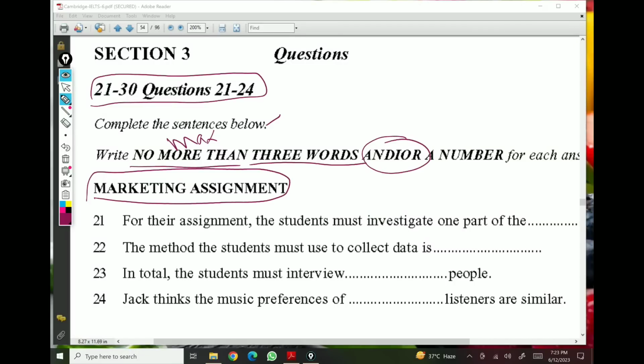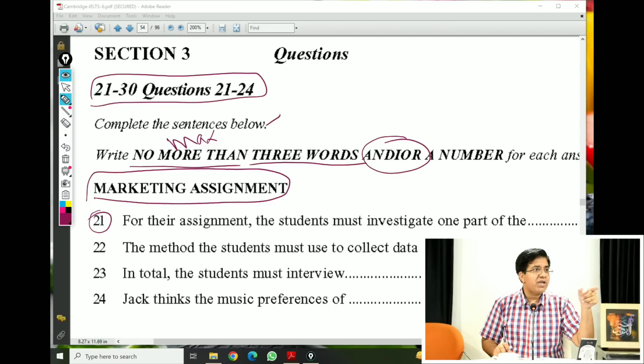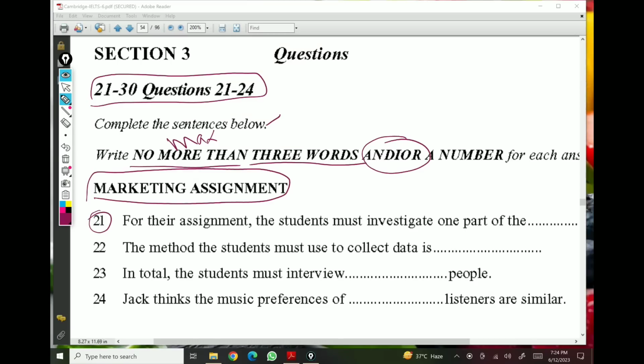Marketing assignment, question number 21. Now just think about a group of students and there is a marketing assignment. And one more thing, in part 3, there are usually minimum 3 speakers. In part 1, 2 speakers. Part 2, 1 or 2 speakers. There are sometimes commentaries, 1 speaker. And part 3, there will be 3 or even 4 speakers. And part 4, only 1 speaker. So you should know these things as well, okay? They are equally important.